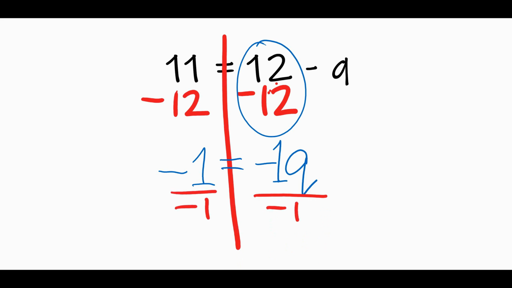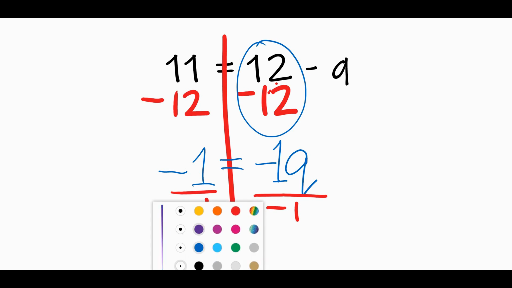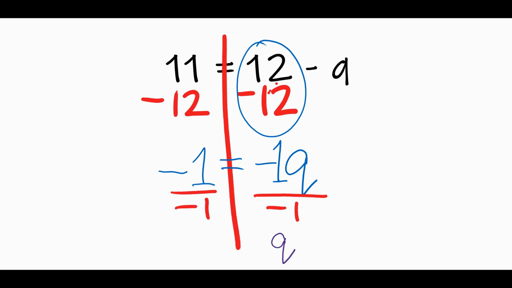And a negative 1 divided by a negative 1 is a positive 1. And on this side we have positive q. Q equals positive 1 is the answer.